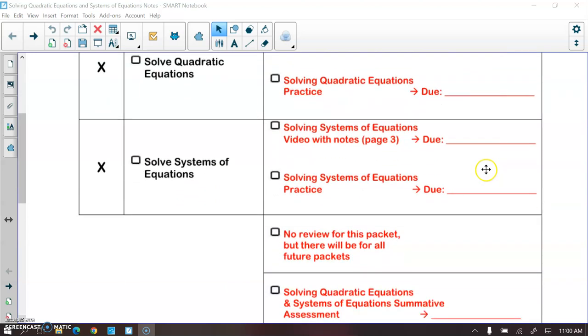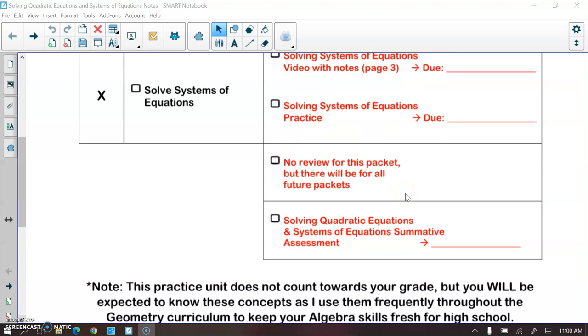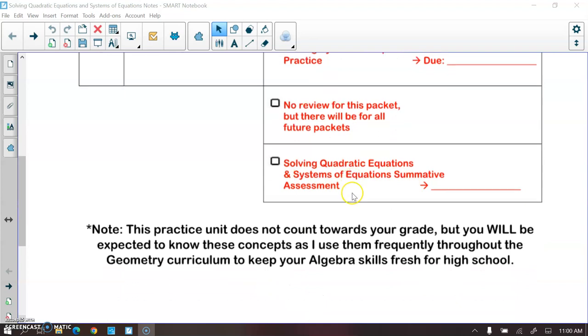And then we will be doing a review packet for every standard this year. And you will get the review packet at the beginning of each standard. And it's expected that you work on your review packet as you are learning the material. Now for this practice unit, there will not be a review packet, but for every standard after this, there will be. And then there will be a summative assessment over every standard that we learn.